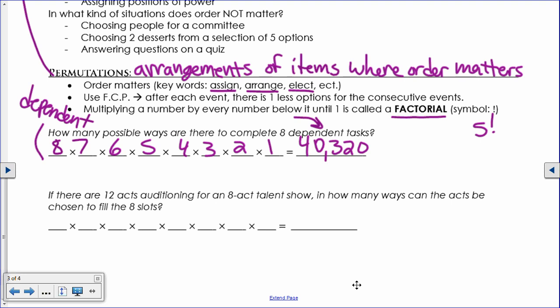Right? So the reason why we're doing it this way is because if there was one task, and the first task we had 8 options, but once you completed that, you only had 7 options, and once you completed that, you had 6 options. That's how permutation works. The options decrease as you're going through the process. Okay? There's a shortcut in your calculator.